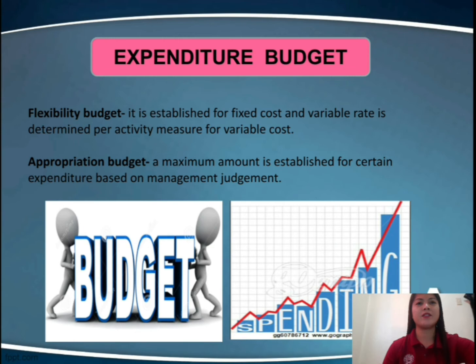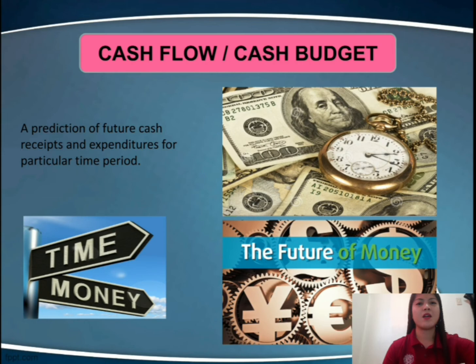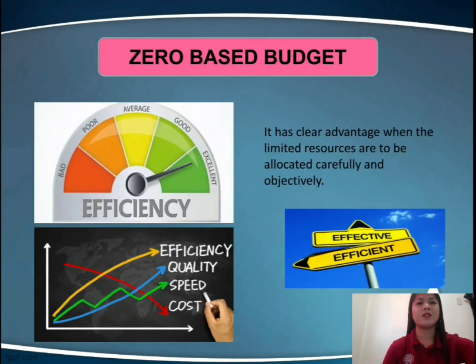Flexibility budget, it is established for fixed cost and variable rate is determined per activity measure for variable cost. Appropriation budget, a maximum amount is established for certain expenditure based on management judgment. Cash flow and cash budget, a prediction of future cash receipts and expenditure for particular time period. Zero-based budget, it has clear advantage when the limited resources are to be allocated carefully and objectively.